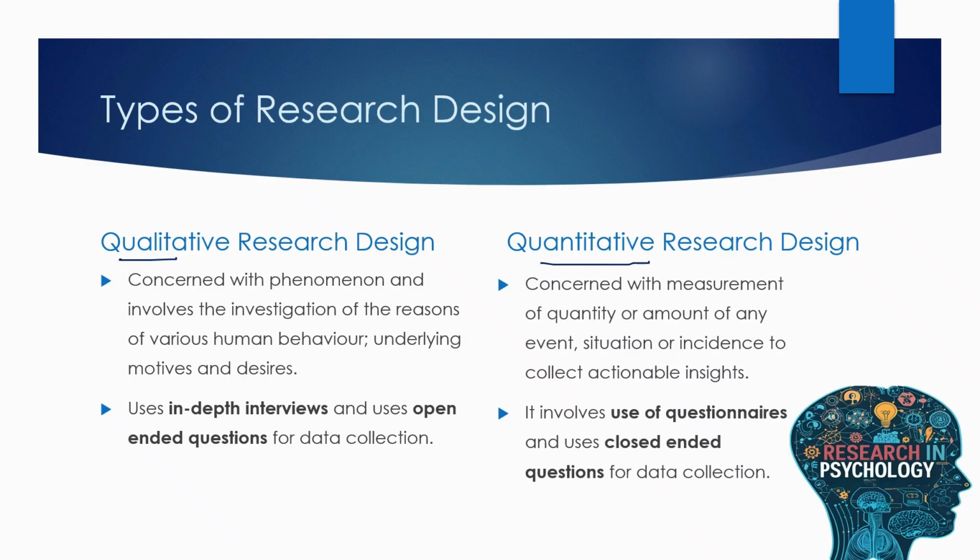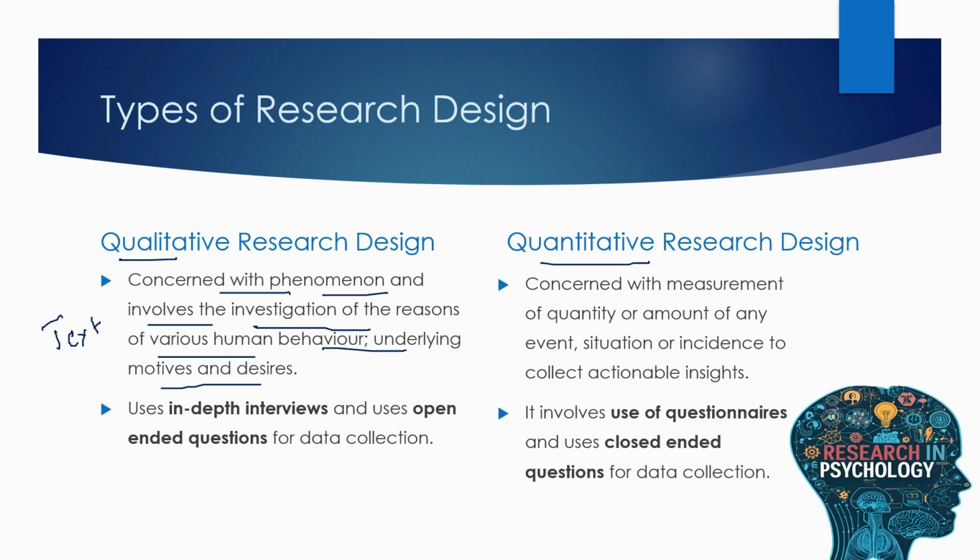Qualitative research design is concerned with phenomenon and involves the investigation of the reasons of various human behavior, underlying motives and desires, which means we are studying why something is happening, why a particular behavior is happening, what is the underlying motive, what is that desire that pushes someone to behave in a certain way. All right, so that is qualitative research design. It deals with textual data.